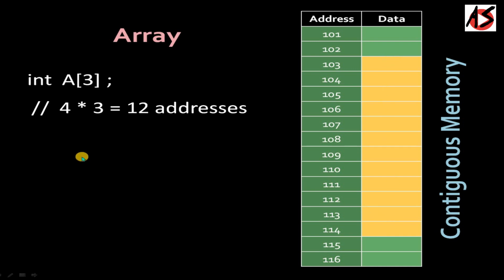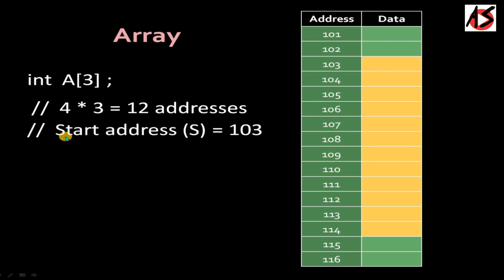Now we will see, suppose our starting address S is 103, that means our array is stored from 103 onwards. So we make one pointer indicating 103. We can say it is our base address. Now suppose we look at the zeroth element of A. Since we have 3 elements, they are denoted by 0, 1 and 2 in normal programming languages.